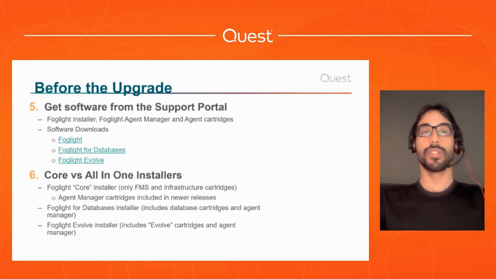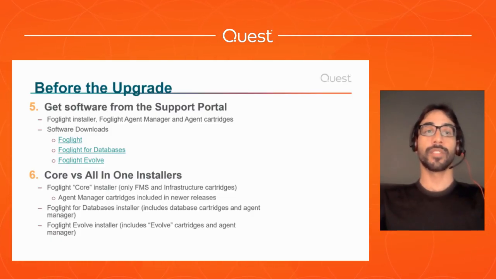Foglight for Database installer also includes most of the database cartridges and Agent Manager cartridges. The database cartridges are available individually, but using the all-in-one installer can simplify and reduce the time it takes to complete the upgrade, as most of the necessary components will be installed together.